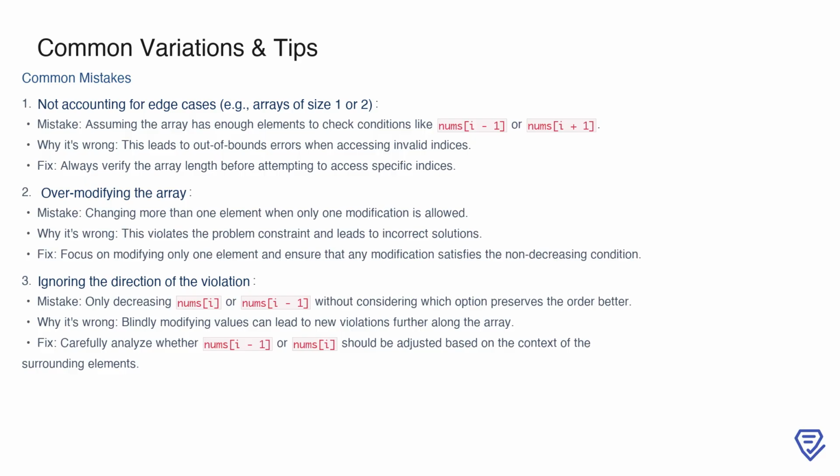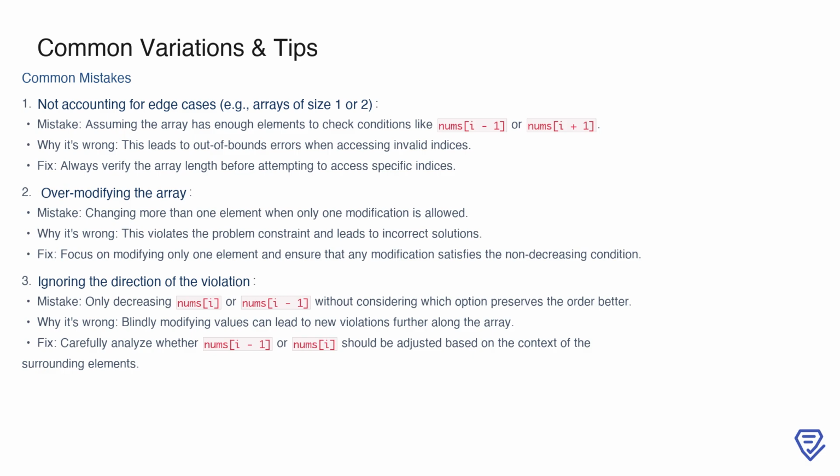When tackling this problem, there are several common mistakes to be aware of. First, not accounting for edge cases like arrays with only one or two elements often leads to out-of-bounds errors. This happens when you try to access indices that don't exist, such as nums[i-1] or nums[i+1]. To avoid this, always check the array length before accessing specific indices.